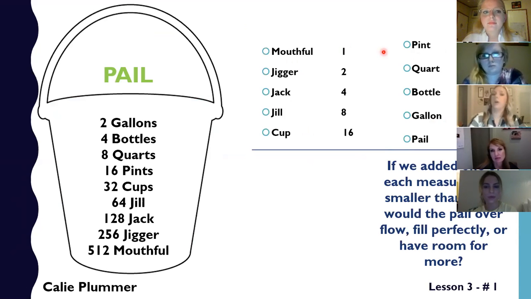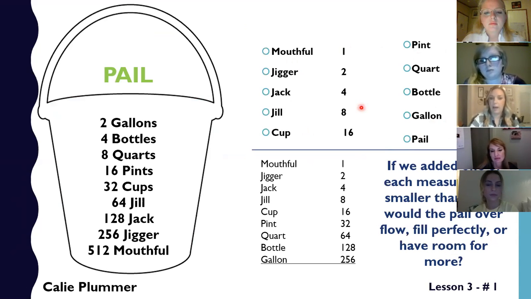And so if we know that there's 512 mouthfuls in a pail, in order to see if we added them all together, if there would be room for more, we just simply add them all together by the mouthful, because again, you have to go by the smallest quantity, because you can't say that a mouthful is 1/512th of a pail. It wouldn't work. And so when you add them all together, you get 511. So there is room for more, and there is room for 1 more mouthful.